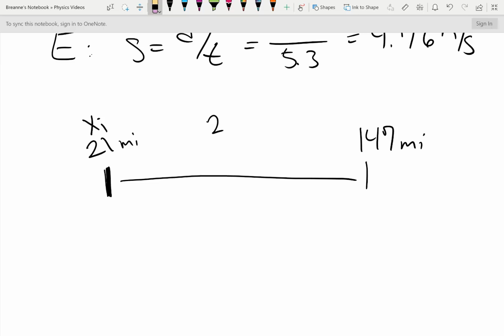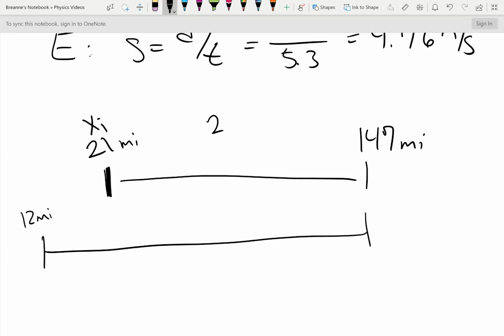And then they realized she forgot her homework, so they had to go back. The homework was actually at the CTC, at the 12-mile marker. And it took them about 120 minutes to get there. So this is going to be your final position, because this is where we started and that's where we ended.